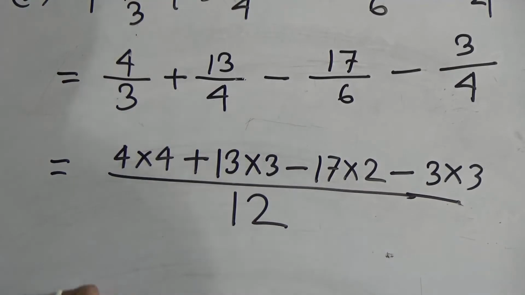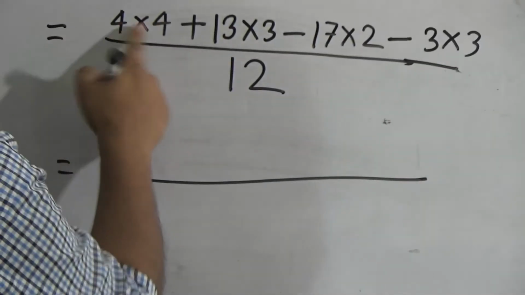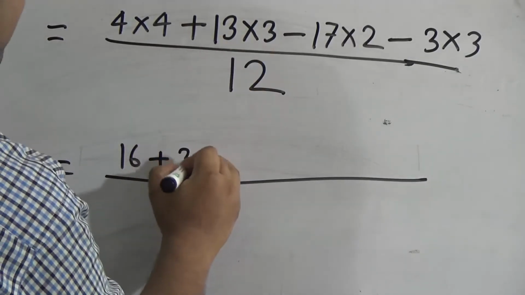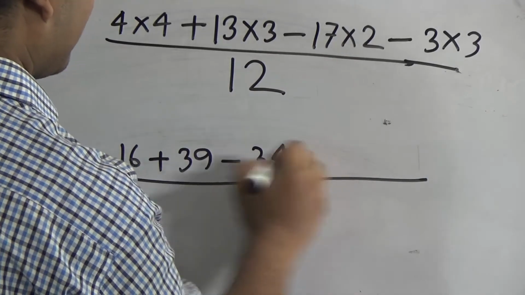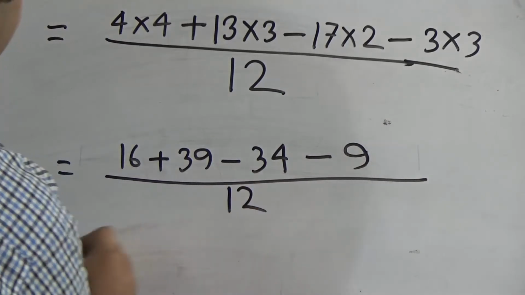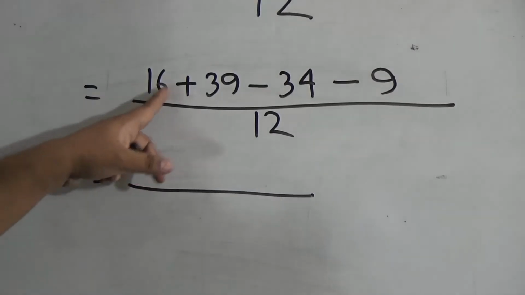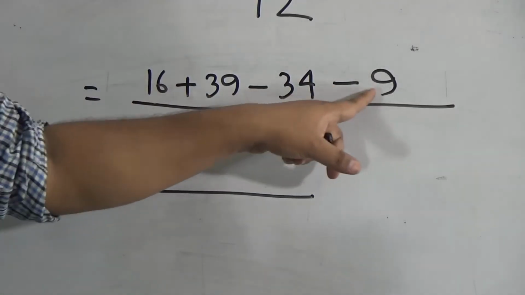Okay, now we do calculation. That means we do multiplication. 4 4s are 16 plus 13 3s are 39 minus 17 2s are 34 minus 3 3s are 9, by 12. Dear student, please notice here 16 plus 39 and minus 34 and minus 9.